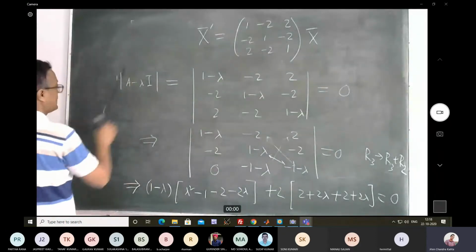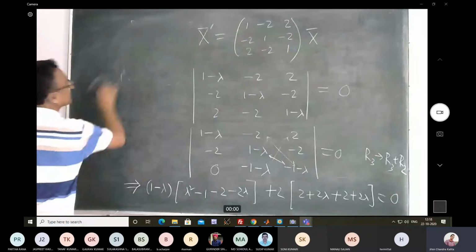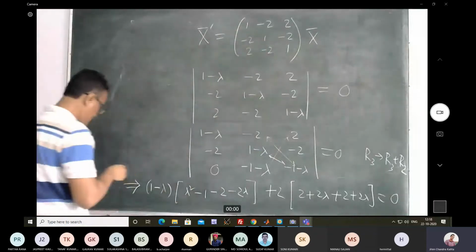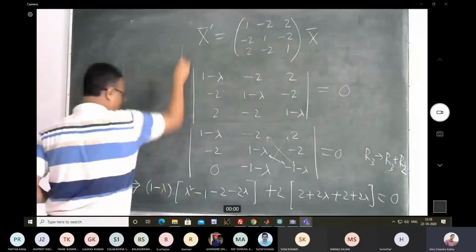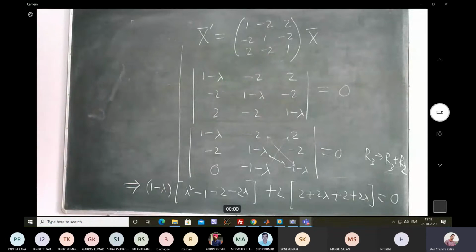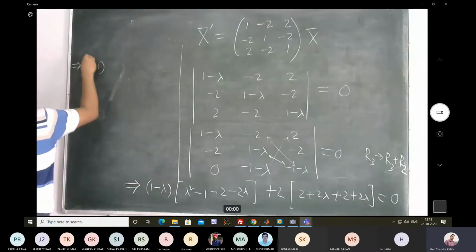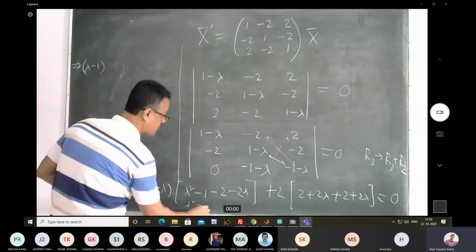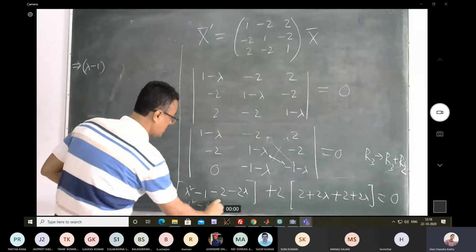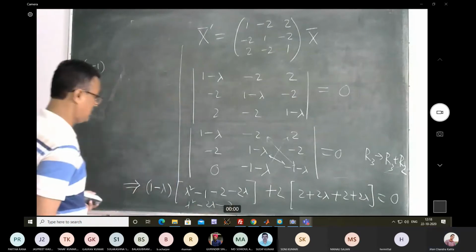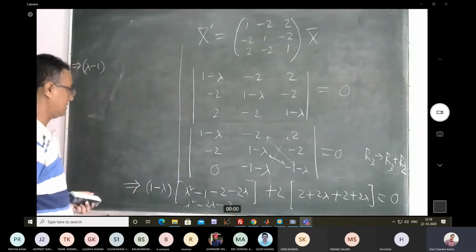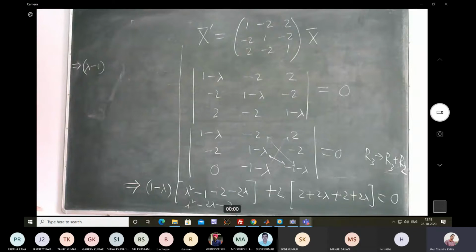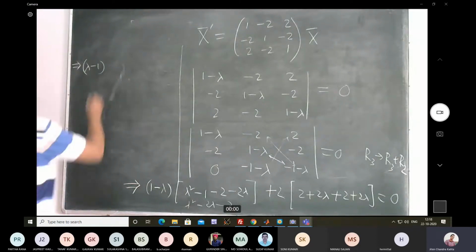I would like to keep the matrix here so that I don't lose it, as I'll be needing that. So this implies λ minus 1 times λ square minus 2λ minus 3. I think I am going to get this as λ minus 1, sorry, λ minus 3 into λ plus 1, right?